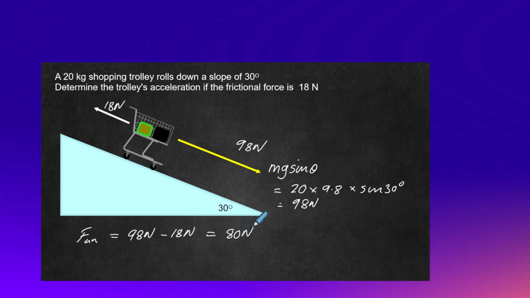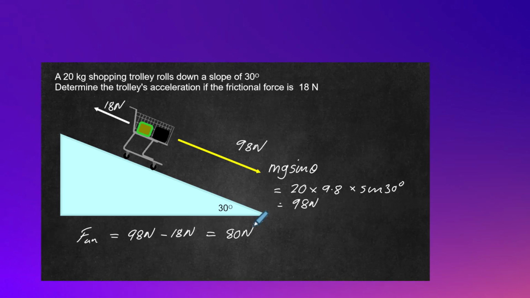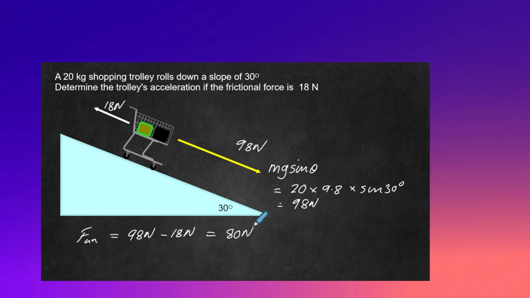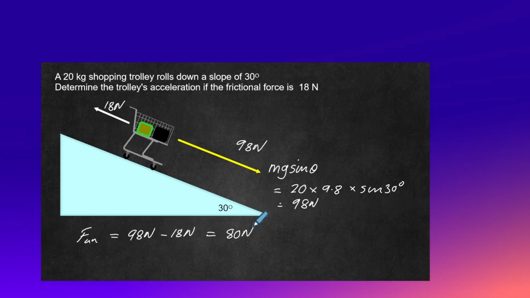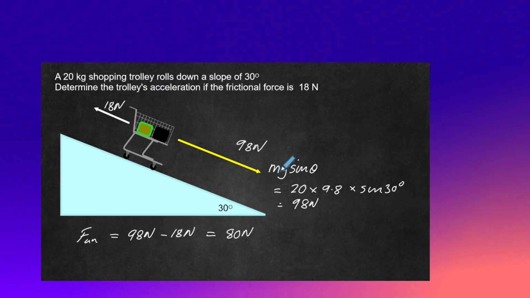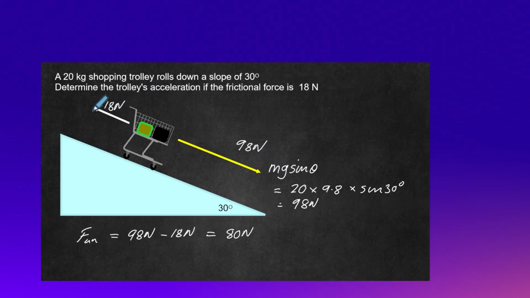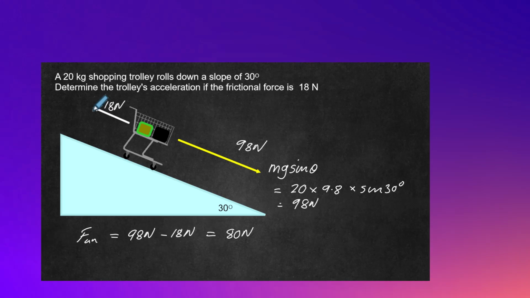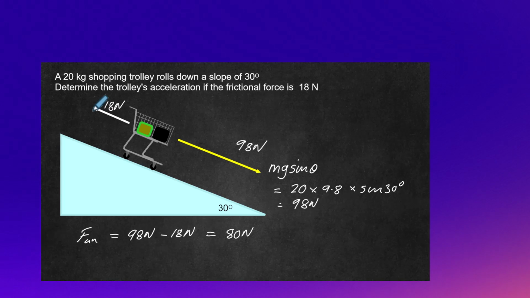Don't get hung up with the positive and negative directions as we do in the kinematics, vertical or horizontal. When we're on a slope, the key word is go with the flow. If the object's moving down the slope, treat that as the positive direction, as we've done here. 98 newtons down the way, take away 18 newtons up the way. So we now have the unbalanced force, and then the next step is to find acceleration.